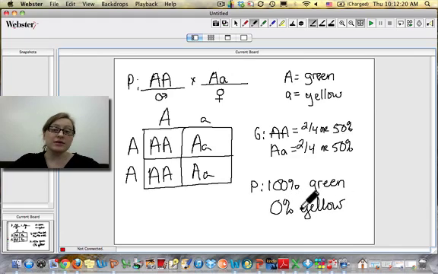Okay, so that ends the little tutorial here on setting up Punnett squares. We're going to continue practicing them in class. If you have any questions, make sure you see some of the tutorial links online.